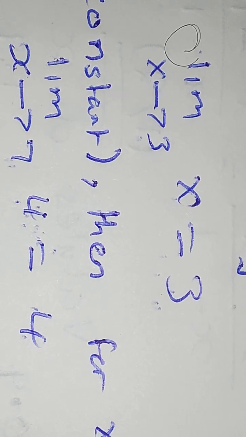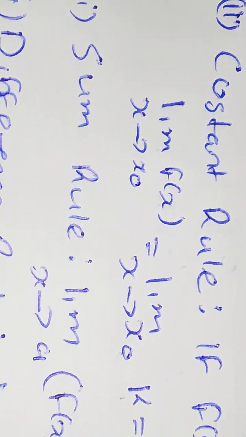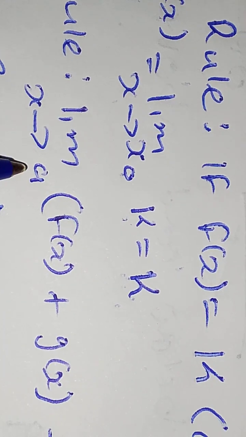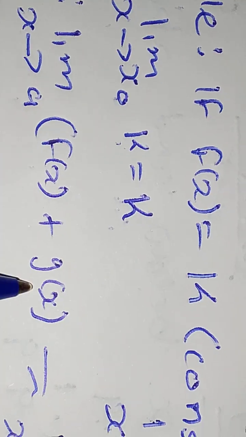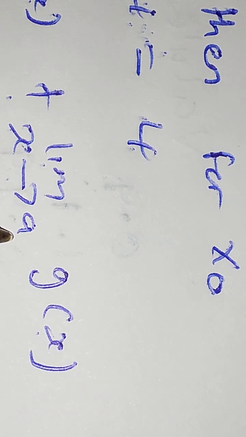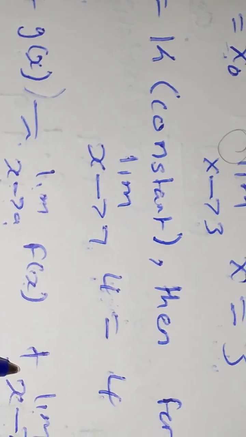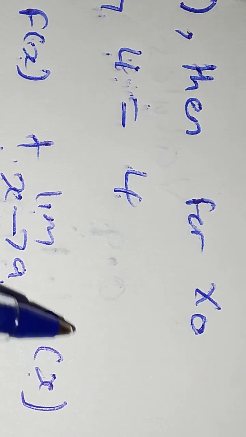So then let's go to our third law. Our third law is the sum law. For the sum law, if you have the limit as x approaches a of f of x plus g of x, this is our sum, it will be equal to the limit of f of x as x approaches a plus the limit of g of x as x approaches a. So for this one, you first have to find the limit of f of x, then you add the limit of g of x.